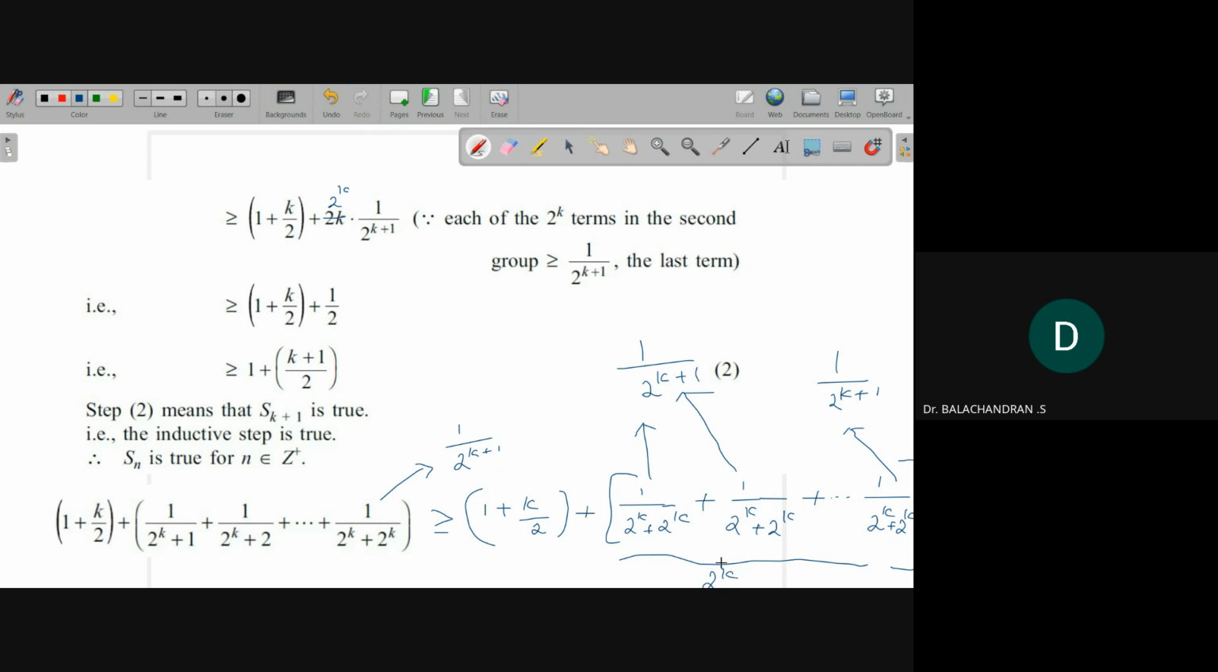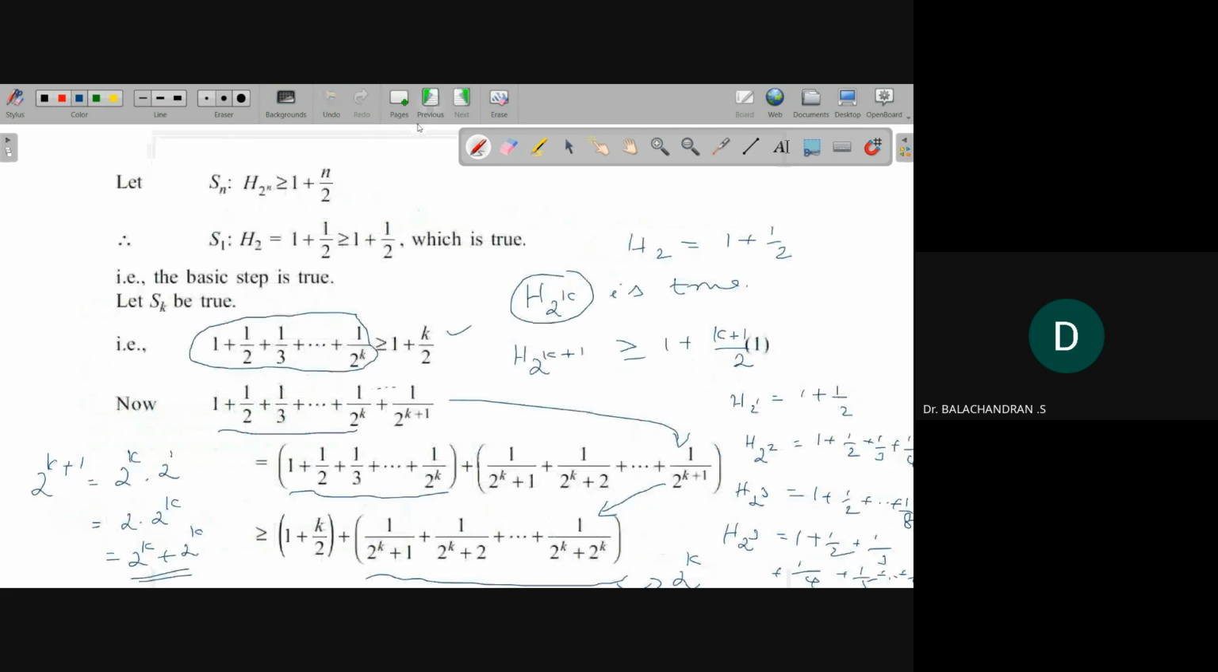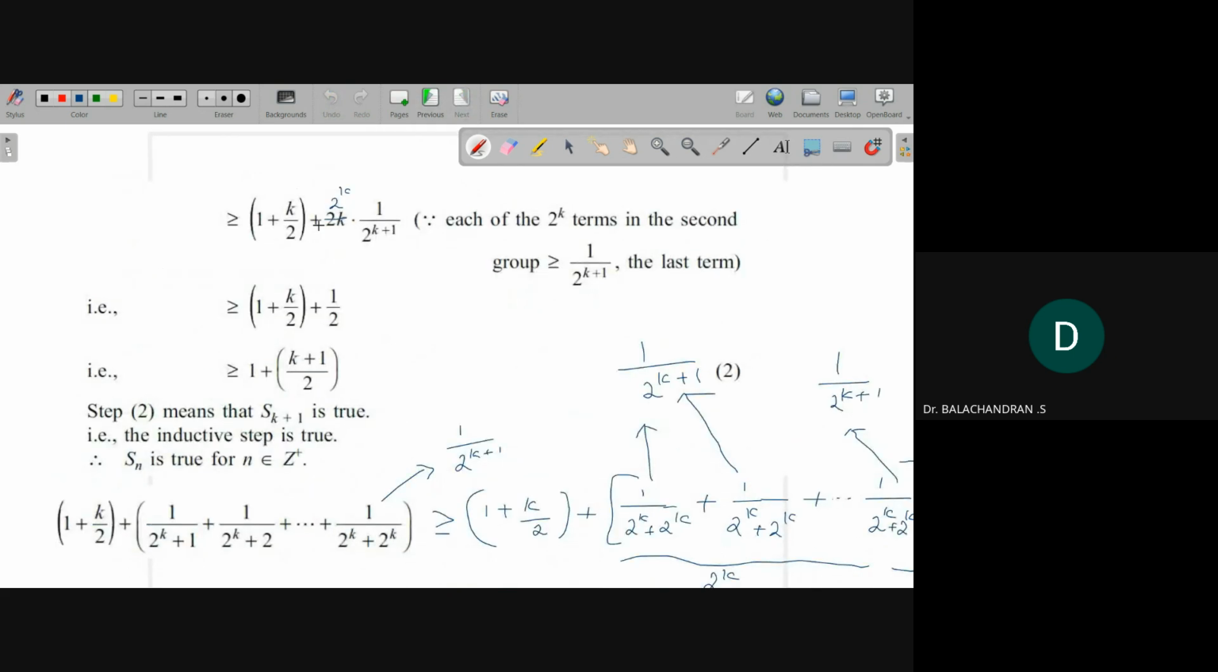So that's why the previous one. This expression is greater than or equal to 1 plus k by 2 plus the total number of terms, because all the terms are the same, 1 by 2 power k plus 1. How many 1 by 2 power k plus 1? 2 power k times 1 by 2 power k plus 1. That's all. So which is equal to 1 plus k by 2 plus 2 power k by 2 power k plus 1, which is 1 by 2, which is equal to 1 plus k plus 1 by 2. That is what we needed to show.